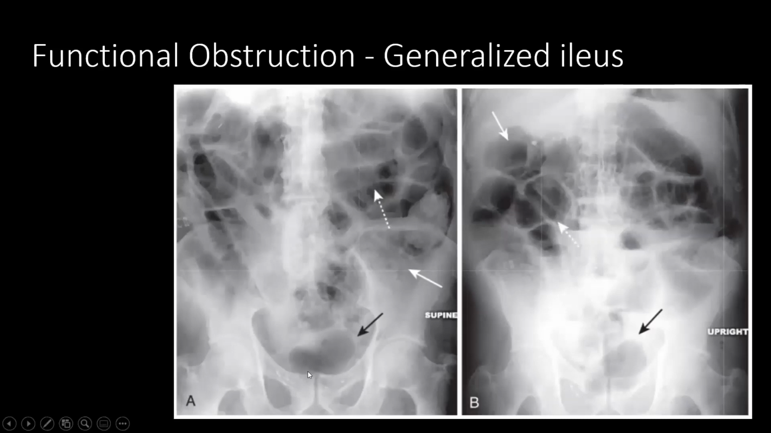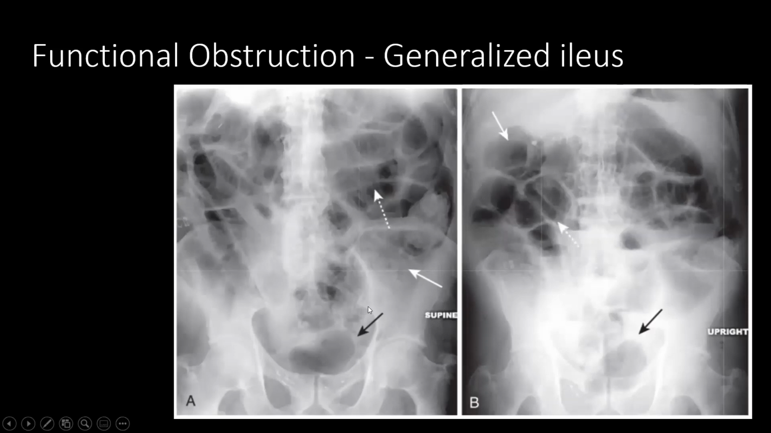But here we can say, okay, I am looking at this rectosigmoid area over here. The air in the rectosigmoid area is still preserved. That's why I say, okay, this is rather a generalized functional obstruction, or an ileus, not a mechanical obstruction, because I can still see this rectosigmoid area.